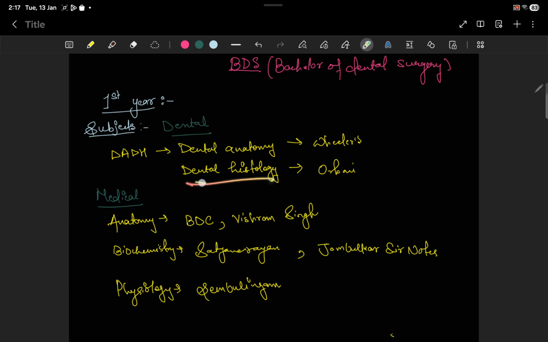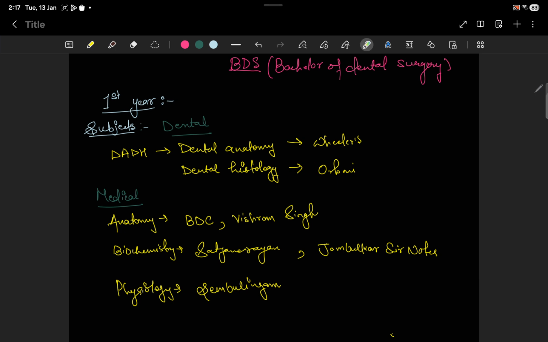Dental histology is all about the tissues present in the oral cavity, the inner structure and anatomy of the tooth, the dentin, pulp, and enamel. Everything will be covered in dental histology. Here you will see slides under the microscope, and in the slides there are many structures that you have to identify. You have to see the key features to identify, because that will come in your practical exams.